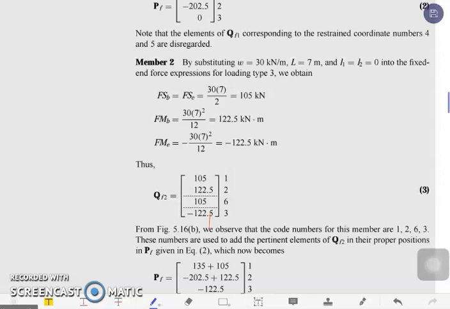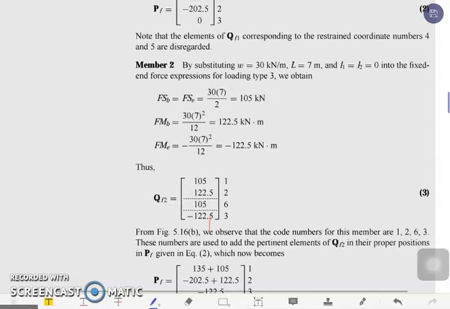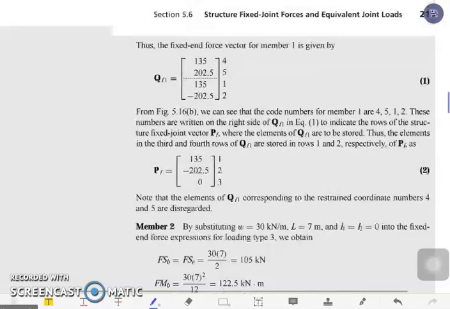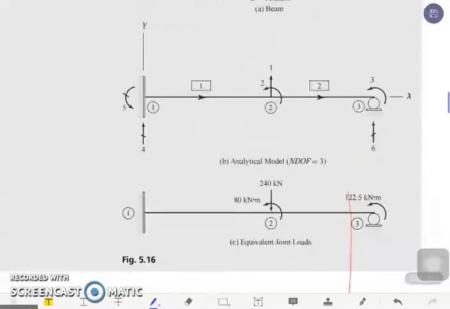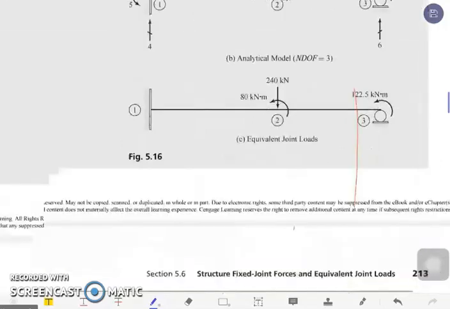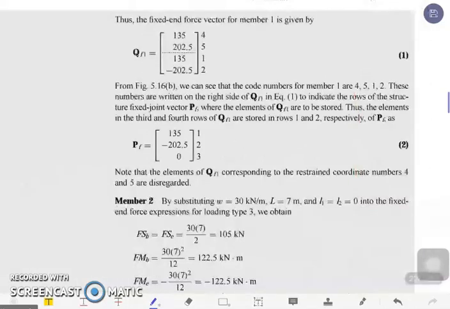And if we're going to identify the code numbers for member 2, the code numbers at the beginning are 1 and 2, then 3 and 6. So you have here the values 1 and 2, 3 and 6. So you now have the value for your Q sub F2.